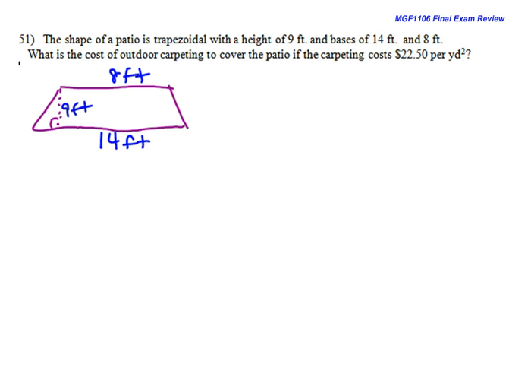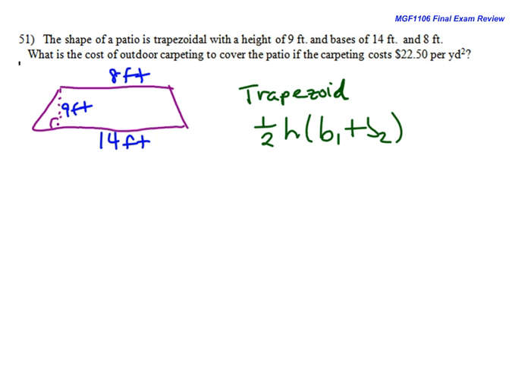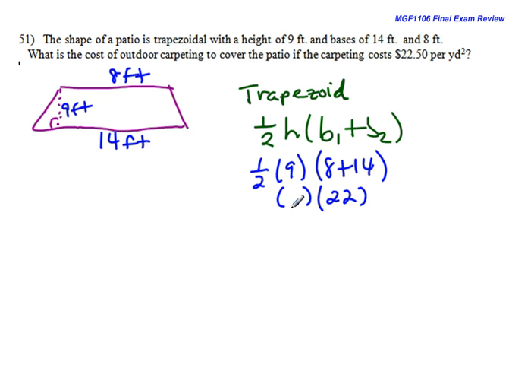We need our area formula for a trapezoid. This needs to be memorized. 1/2 height times the quantity base 1 plus base 2. Always double check my units are all the same when I'm starting off with this figure, so I can go ahead and plug it into the formula. 1/2 times the 9. 8 plus 14 are my bases. When I add those two together, I get 22.